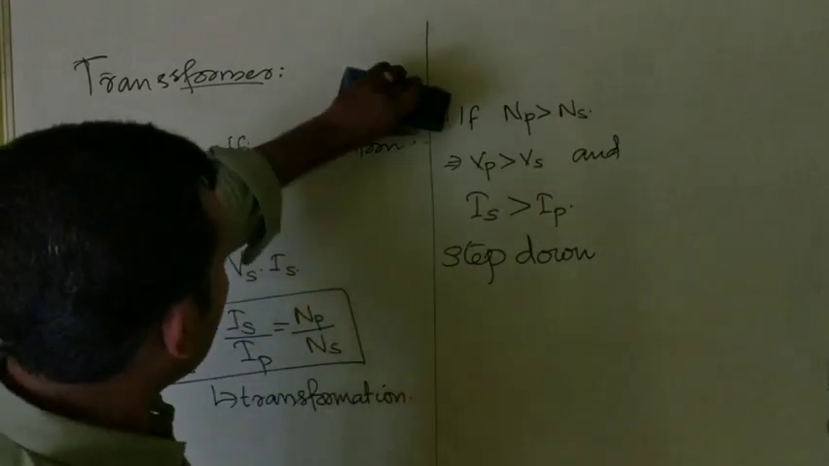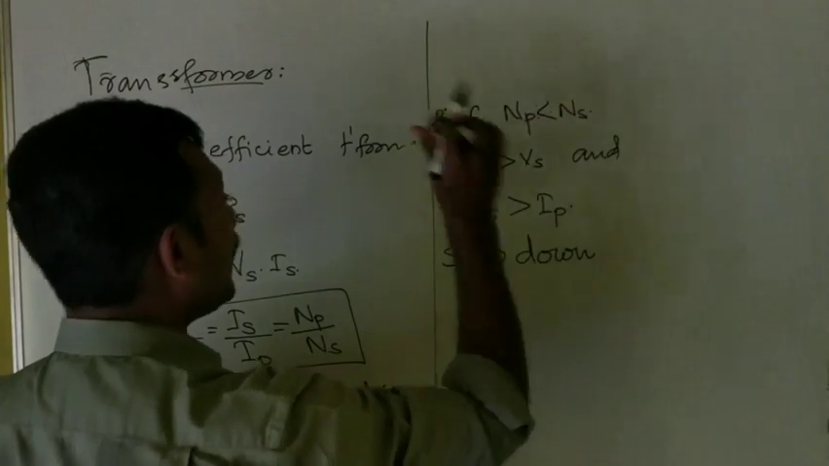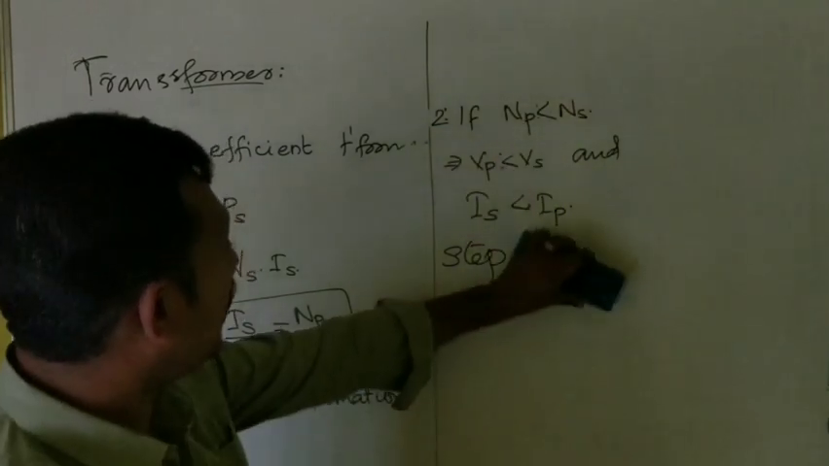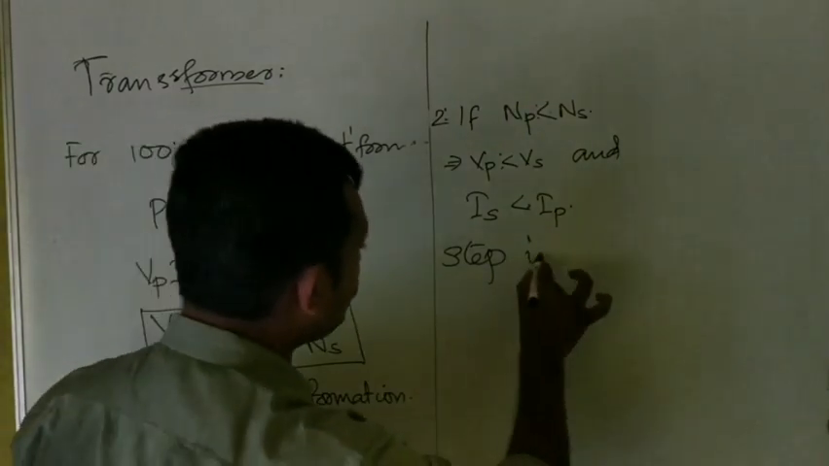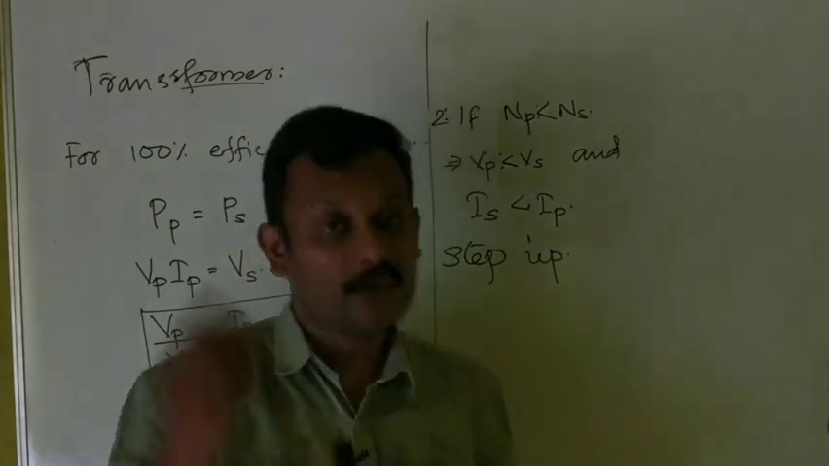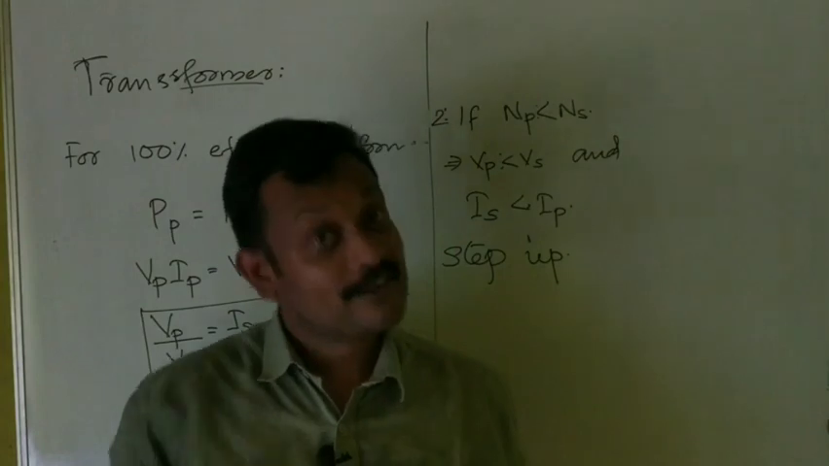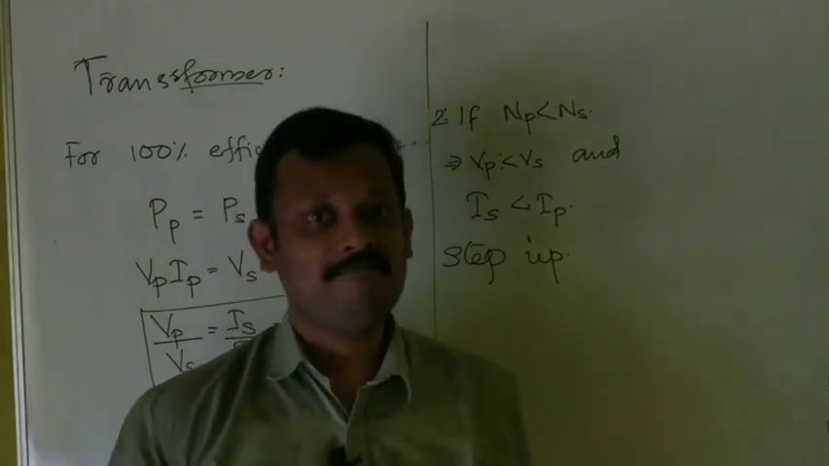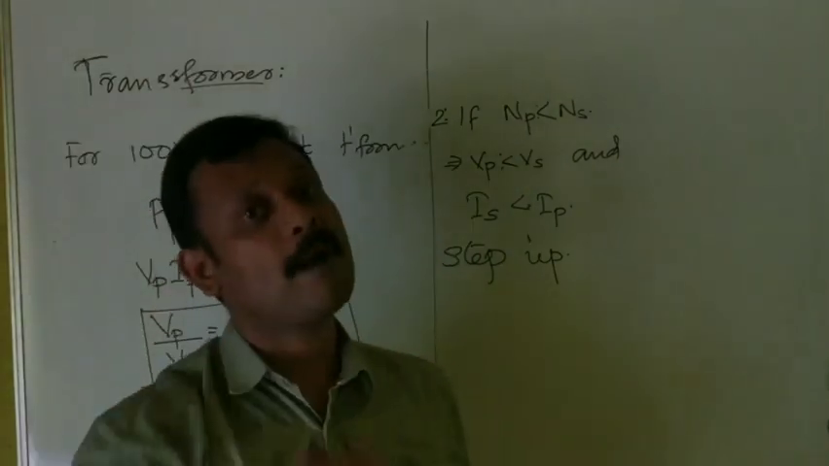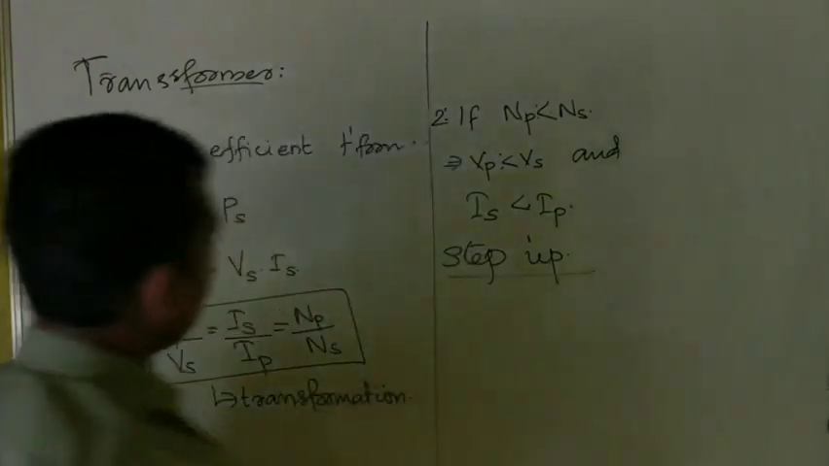Similarly, I am just taking here only case 2, if Np is less than Ns. In this case, this is what is called a step up transformer. Can you suggest a place where a step up transformer is used? We can simply say that in case of transmission to distant places, a low voltage has to be converted into high voltage to minimize the power losses. So this is what is done in a step up transformer.